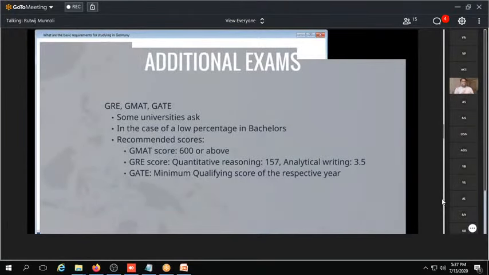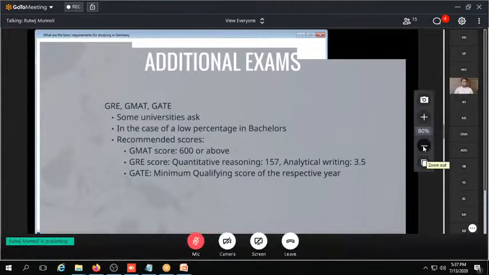Do we need any additional examinations before coming over here? I would say some universities ask for additional tests such as GRE, GMAT, and GATE. In the case of a low percentage in bachelor's, these tests can prove beneficial if the university asks for them. Not all universities require these tests, and if the university does not need it, then having it as a part of your application will definitely add some value to your profile. Still, there are some recommended scores, which are as follows.